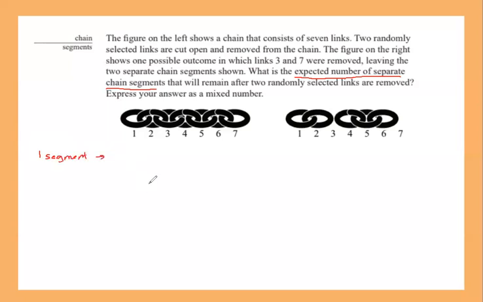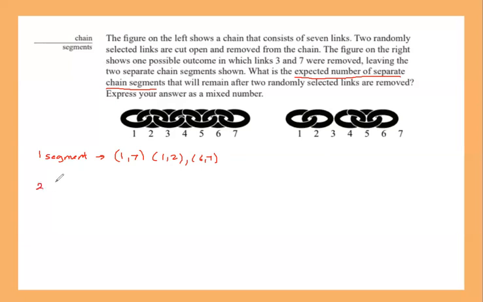If I want to get only 1 segment by removing 2 links, I can remove 1 and 7, which are the 2 endpoints. When I remove these, the middle ones will be the leftover. I can also remove the 2 front ones, 1 and 2, and the remaining will be only one segment. Or I can remove 6 and 7 to leave just one piece. So these are the 3 ways I can get only 1 segment.